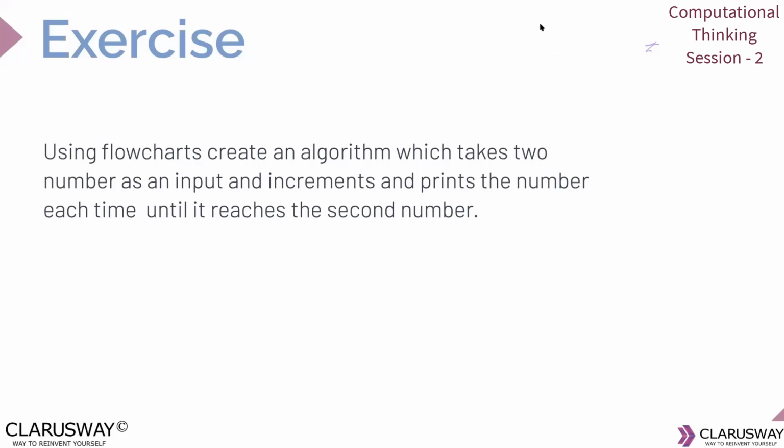Okay, so yeah, if we have any volunteers right now, they can draw on the screen. Do we have any volunteers who can draw a flow chart for this problem right here? So it's a flow chart that takes two numbers as input and increments and prints the number each time until it reaches the second number. So for example, the first input will be 2, the other one will be 5. So the output of this should be 2, 3, 4.